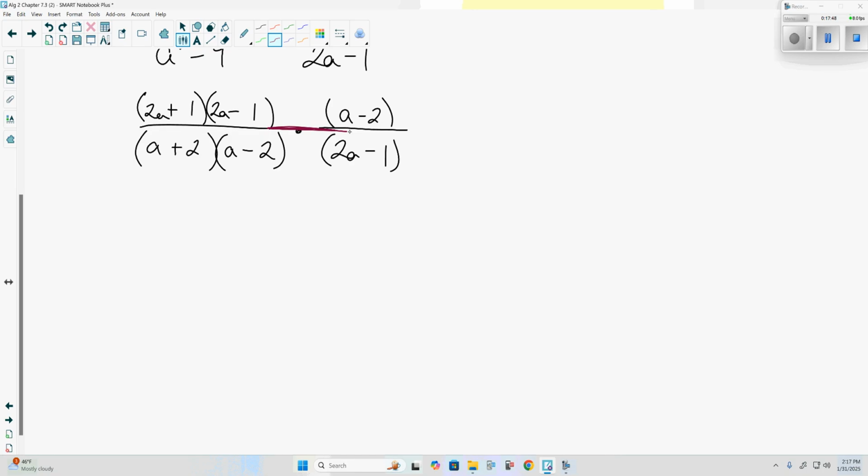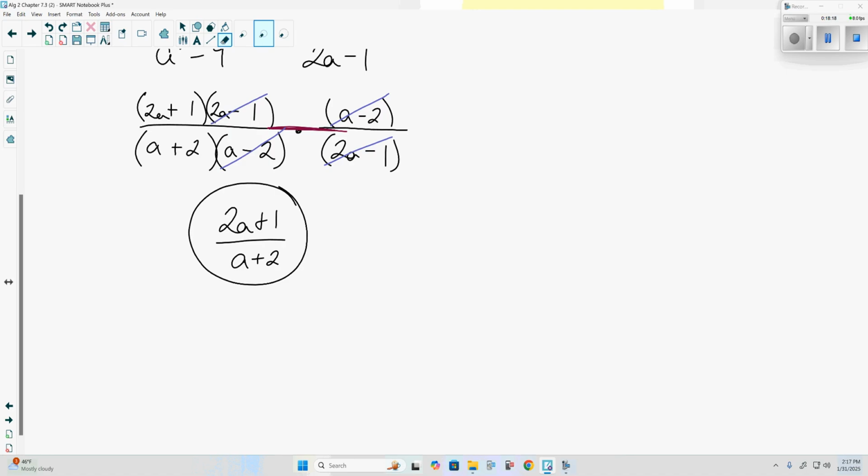Really, what are we doing? We'll put it as one big one. So we could rewrite it if we want, or we can just connect the two and simplify. 2a minus 1, 2a minus 1. A minus 2, a minus 2. So we're left with 2a plus 1 over a plus 2. That's it.